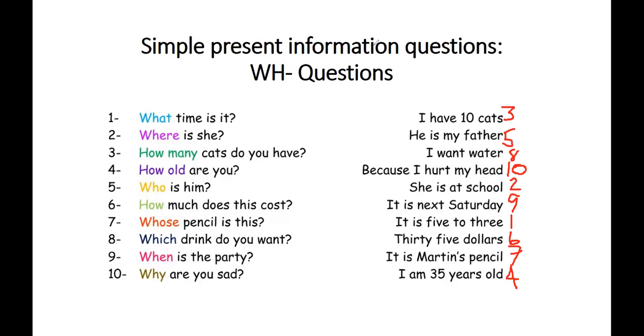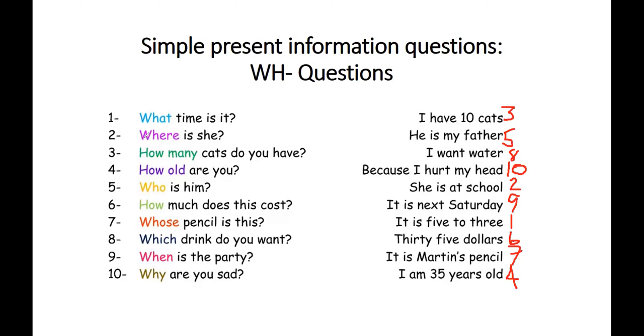Ya entendimos muy bien el uso. Este solo es el uso del WH. Aquí son preguntas que están con el verbo to be, pero nuestro trabajo es aprender con simple present. Estas preguntas son solo para que entendamos para qué utilizamos cada WH word: what, where, how many, how old.